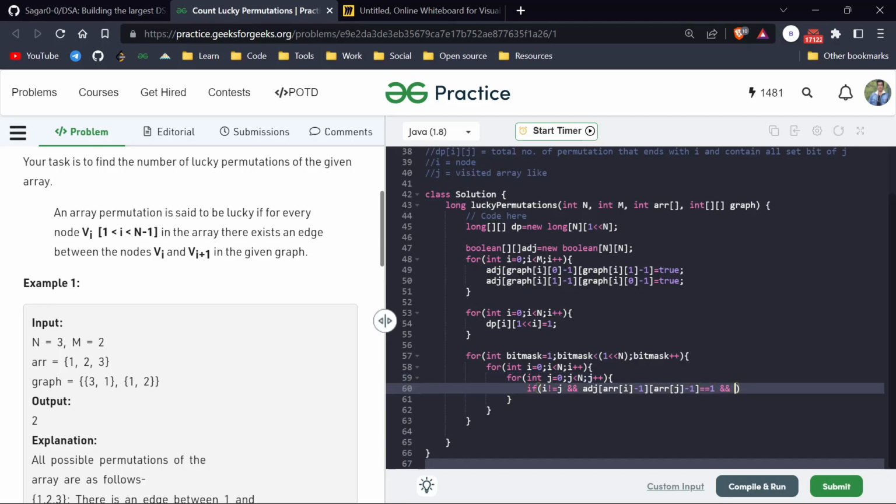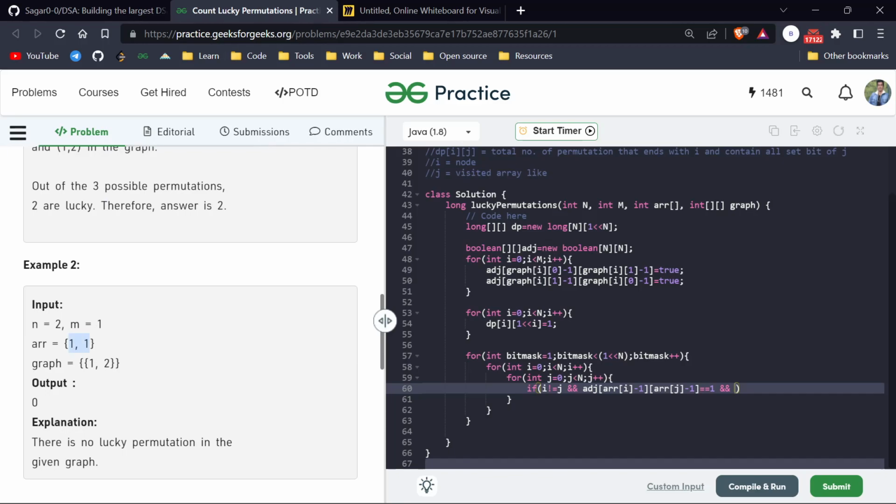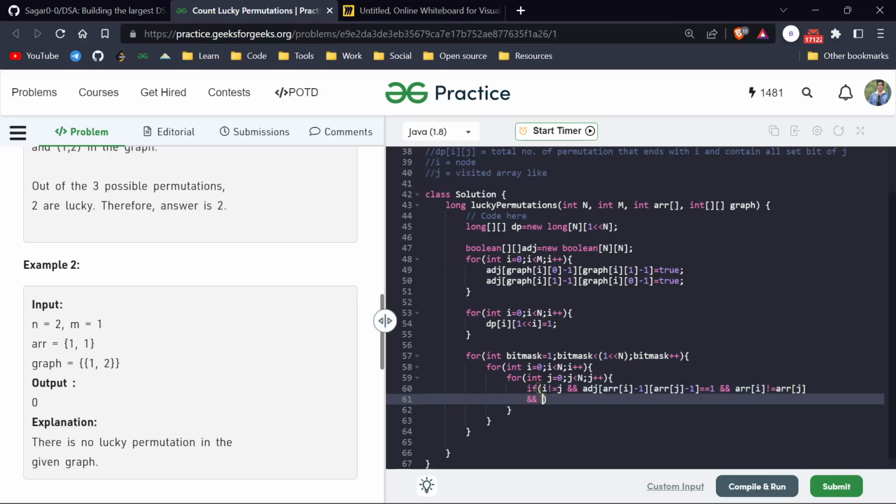If they have an edge, after that we also have to check that the values in this array are not repetitive. You can see in our second example, they have the same value. So we also have to check that the values should not be the same, that the ith value is not equal to the jth value. And after that we also have to check one more condition.